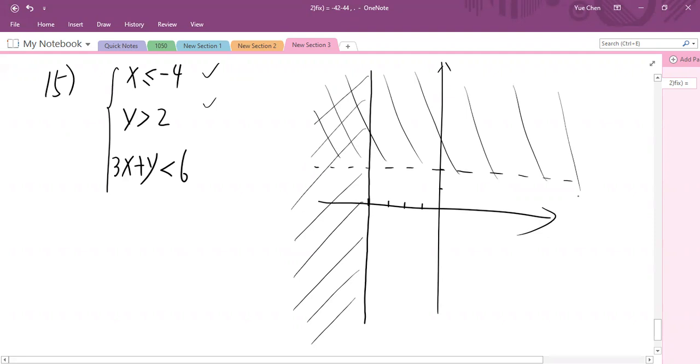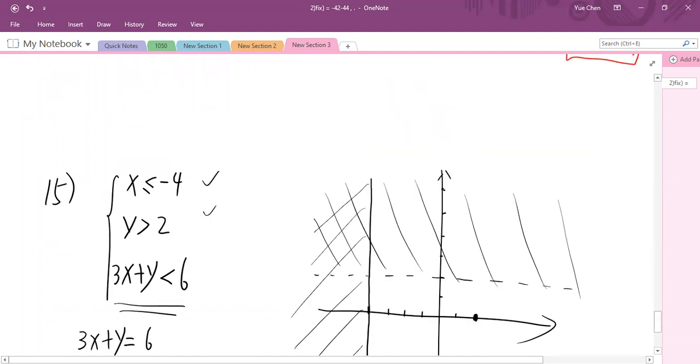Okay, so now let's look at the other one, the third one, which is 3x plus y equals 6. We can choose x equals 0, y equals 6, and y equals 0, x equals 2, right? So (2, 0) would be 1, 2. And (0, 6) is 1, 2, 3, 4, 5, 6. Okay. We should have more space.